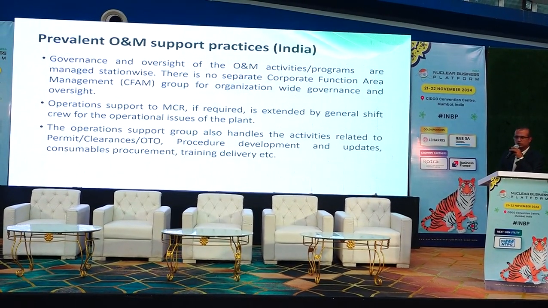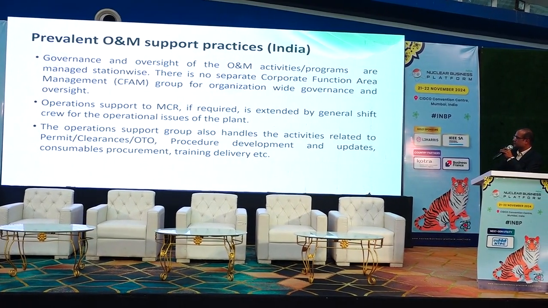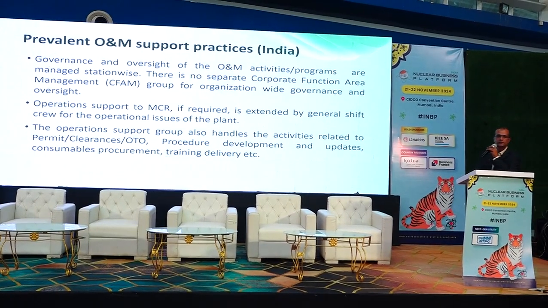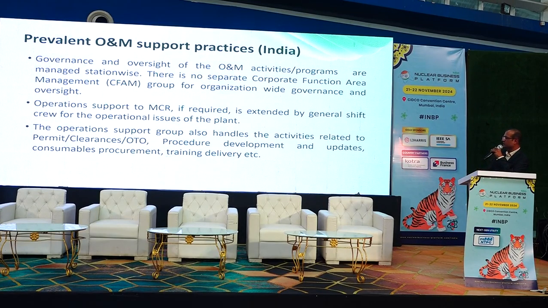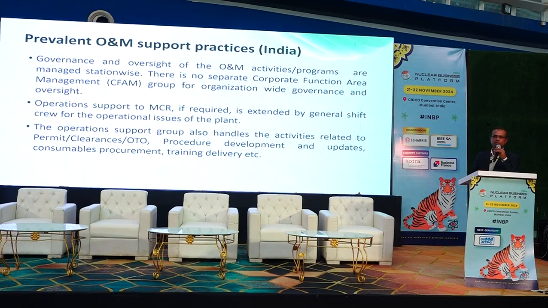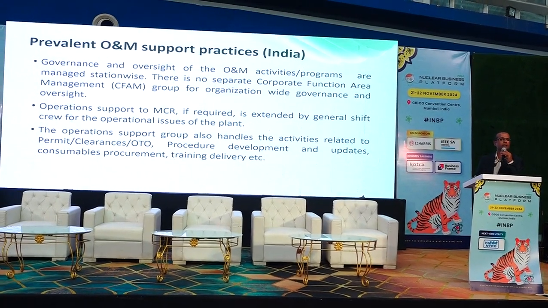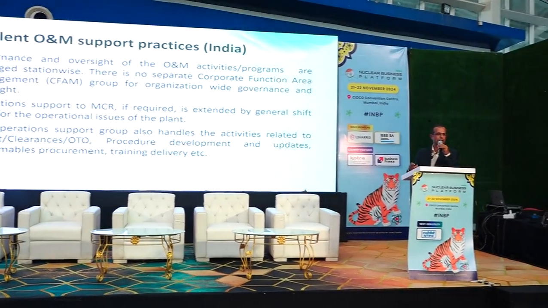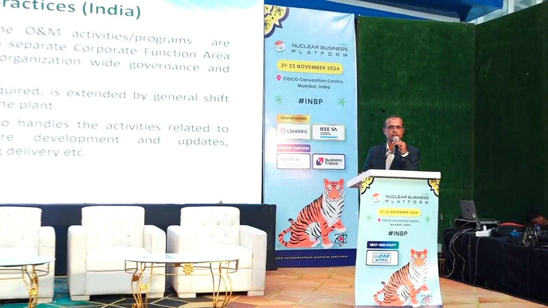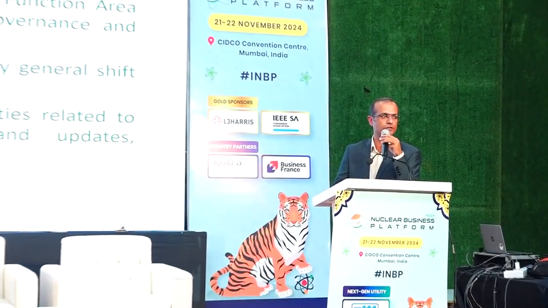The operational support group also handles the activities related to permits, clearances, OTO, because the general shift is in itself a qualified group to operate the power plant. So they can handle all these tasks which are very specific to the main control room. They can do the procedure development, and they also help the general shift to maintain the consumables. It could be purchase of certain sundry items, it could be purchase of, let's say, boron, or purchase of cotton, or any other stuff like that. So all the procurement is taken care of by the general shift.